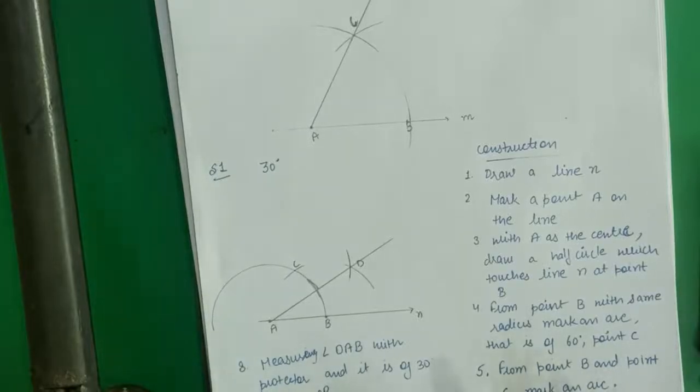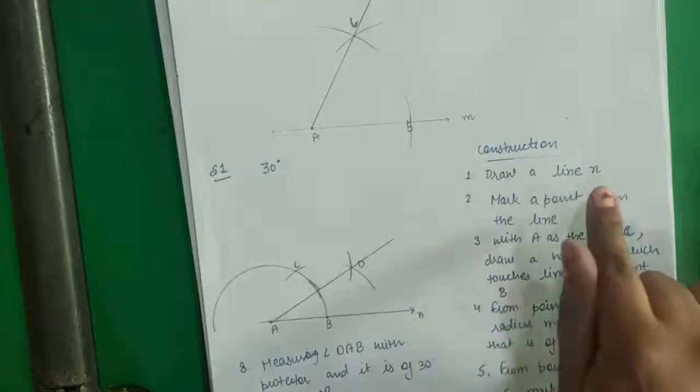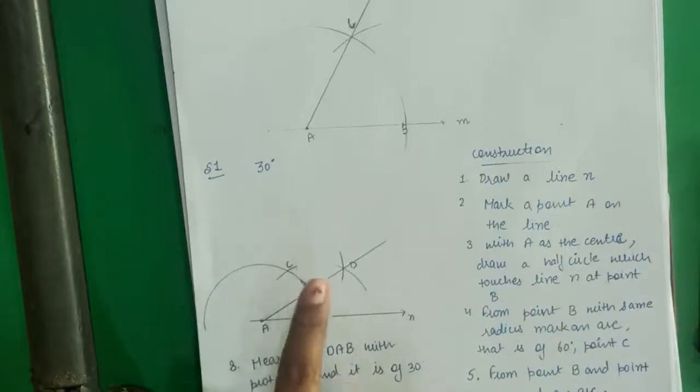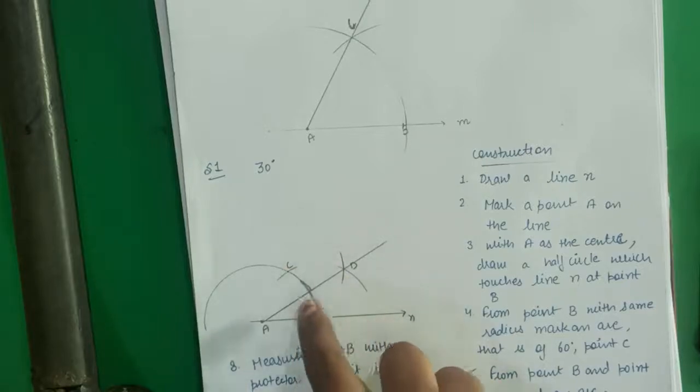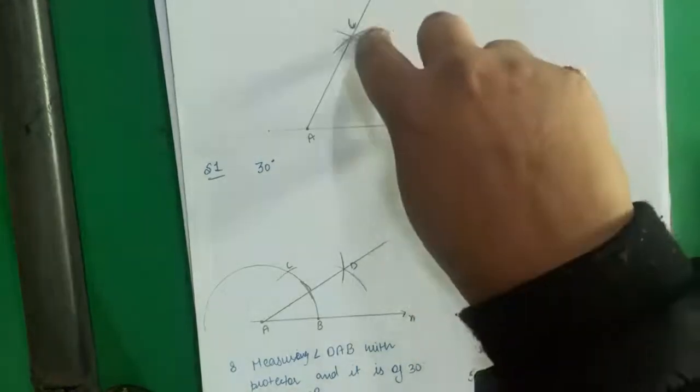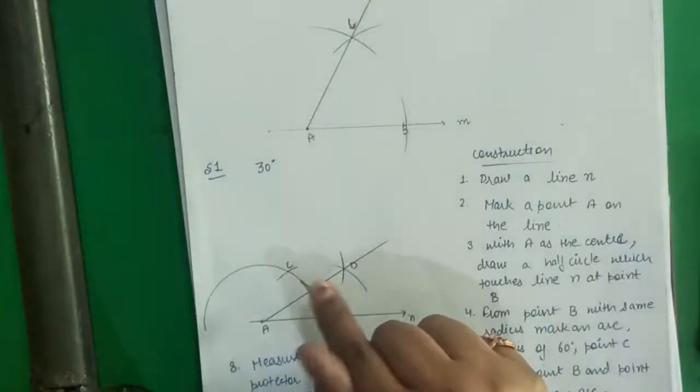Just write down whichever steps you have taken. Nothing more than this. See, firstly मैंने draw line की, I write there. Name, you can write any name. Then mark a point A, then a half circle, then with the same radius an arc, and then points B and C, two arcs I mark. Then give the name to the point of intersection. Right?